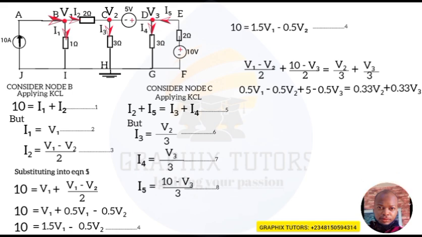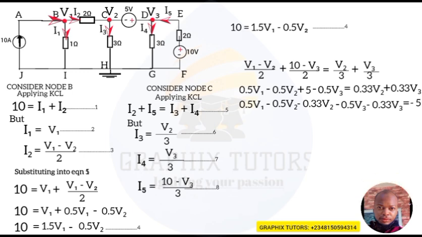So collecting like terms here, what we'll simply be having will now be 0.5 V1, right, minus 0.5 V2. I'll now bring 0.33 V2 from the right hand side to the left hand side and it becomes negative. So we have minus 0.33 V2 minus 0.5 V3. Then I'll bring 0.33 V3 from the right hand side to the left hand side, and it becomes what? Negative. So we have negative 0.33 V3. Then I'll move the positive 5 to the right hand side, and it becomes negative.